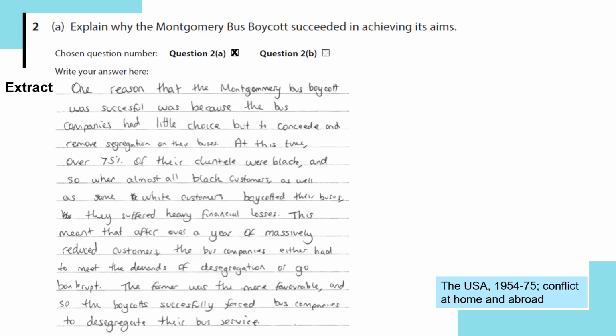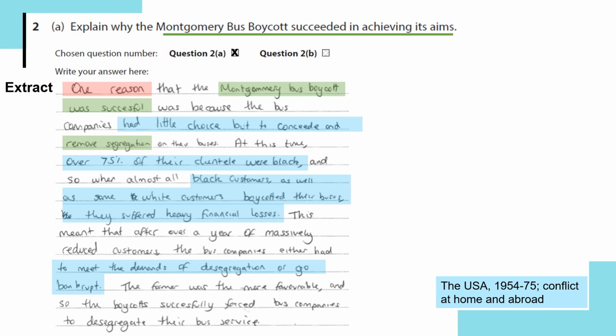Here is an example opening paragraph from a high-performing answer. The paragraph begins with a clear focus on causation, one reason. Then they are straight into the focus of the question. The Montgomery bus boycott was successful, removing segregation on the buses.